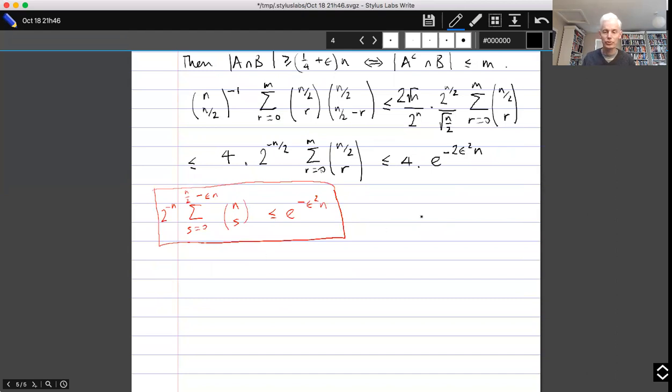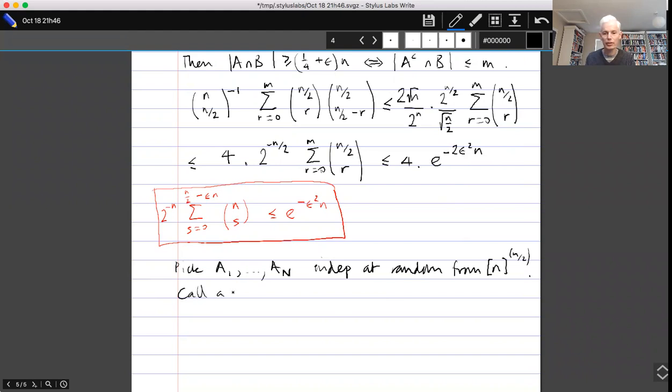Now, there are two ways we can complete this stage of what I want to talk about. One is a probabilistic method. So what I shall now do is pick A1 up to An independently at random from n over 2.